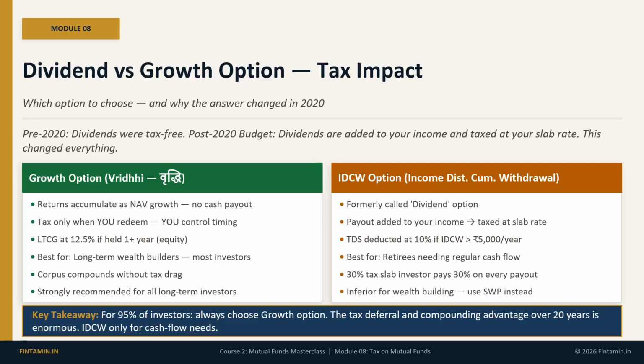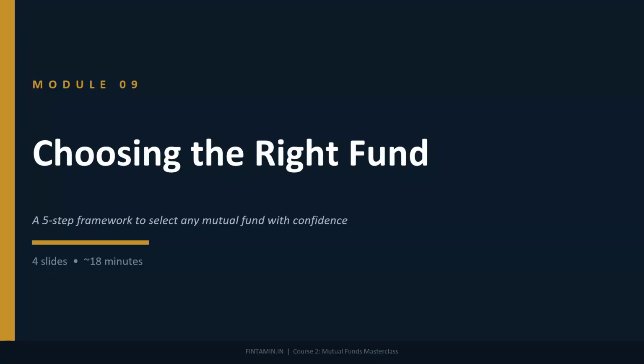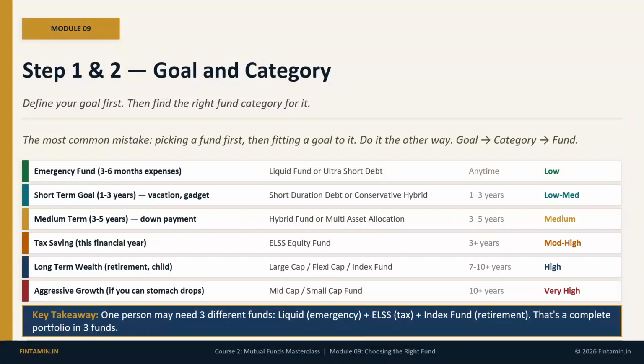Now that you understand everything about mutual funds, let us put it together. How do you actually choose the right fund? Let us move forward to Module 9, which is choosing the right fund. I am going to give you a 5-step framework that you can use for any fund, any category, anytime. Follow these steps and you will never make a bad fund selection again.